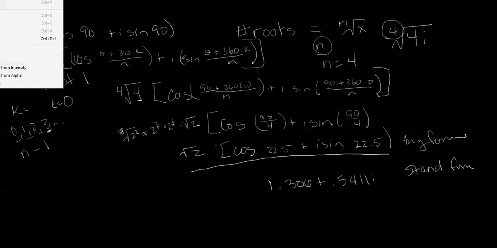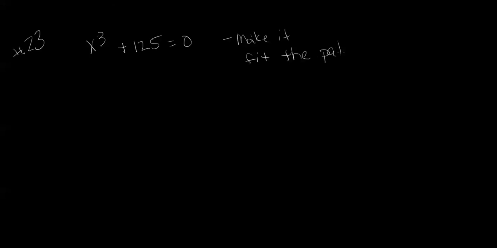Okay, what usually happens in all of our lessons is we figure out how to do something, and then our problems start to look different and we don't know what to do. So number 23 looks like this. X cubed plus 125 equals 0. Looks absolutely nothing like the last one that we did, does it? Well, we need to make it fit the pattern. So let's try and solve this a little bit. If I say x cubed equals negative 125, all I did is subtract 125 from each side. So now I have x cubed equals negative 125, then x equals the cube root of negative 125.